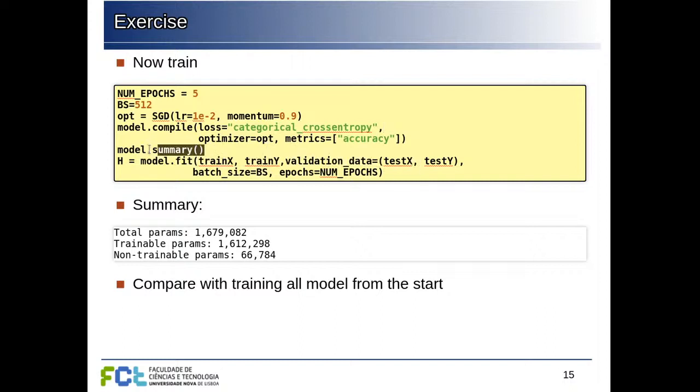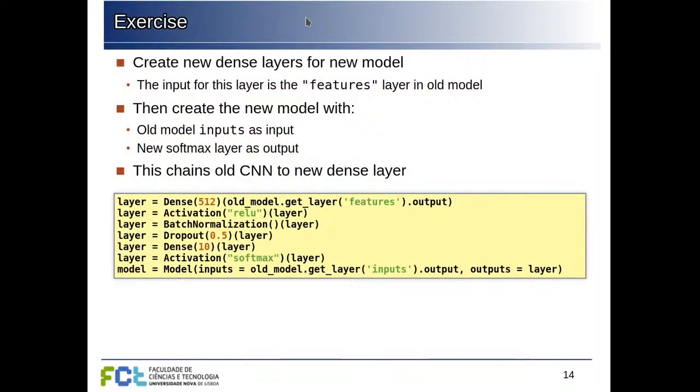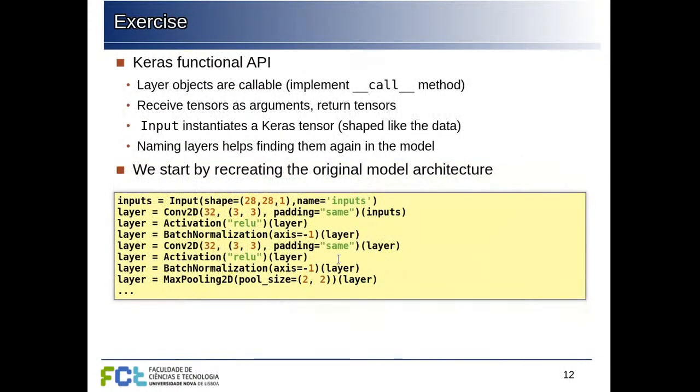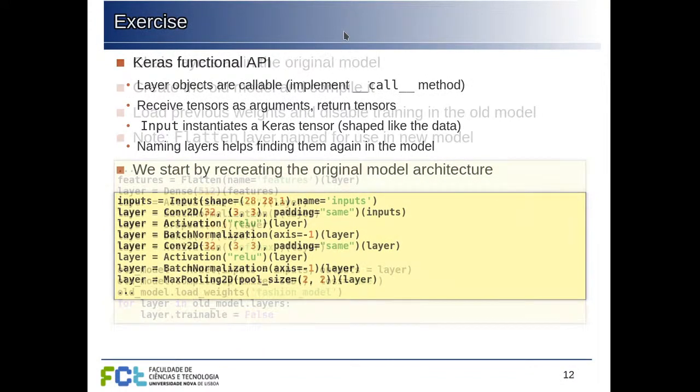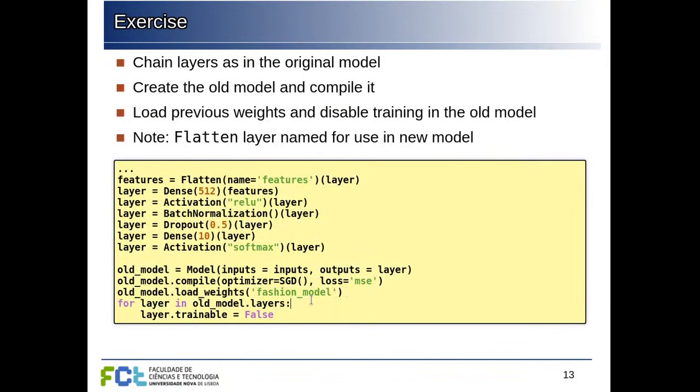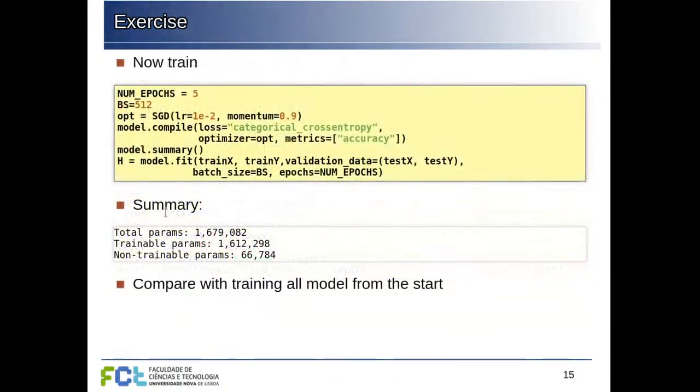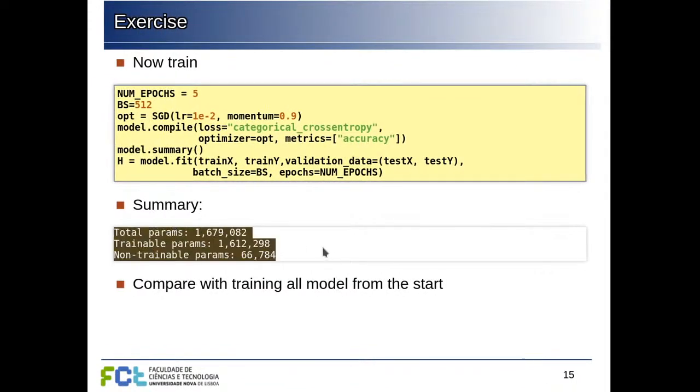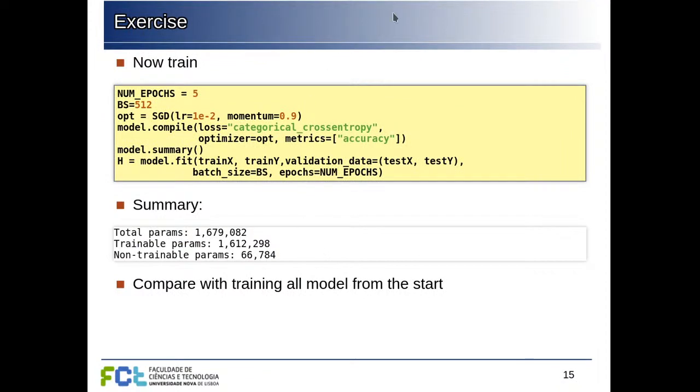And if you call the summary after compiling your model, you see that you have a total of parameters here, but the trainable parameters are fewer. You have these 60,000 non-trainable parameters, which correspond to the parameters on the convolutional layers that we froze here. So everything that belonged to the old model is frozen. So in the new model, these would be the non-trainable parameters.